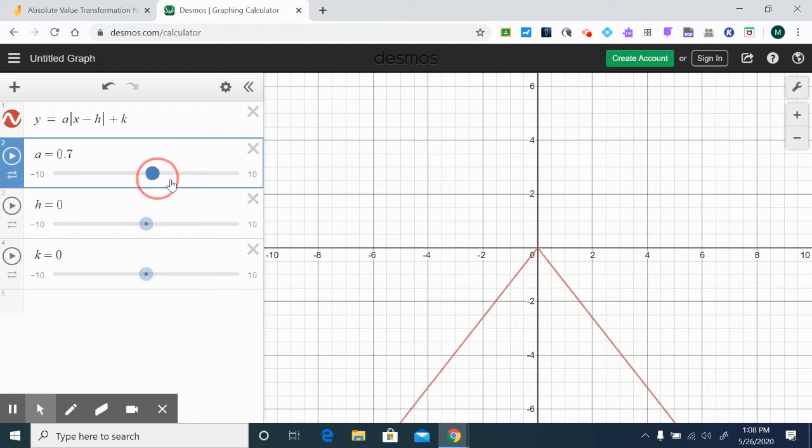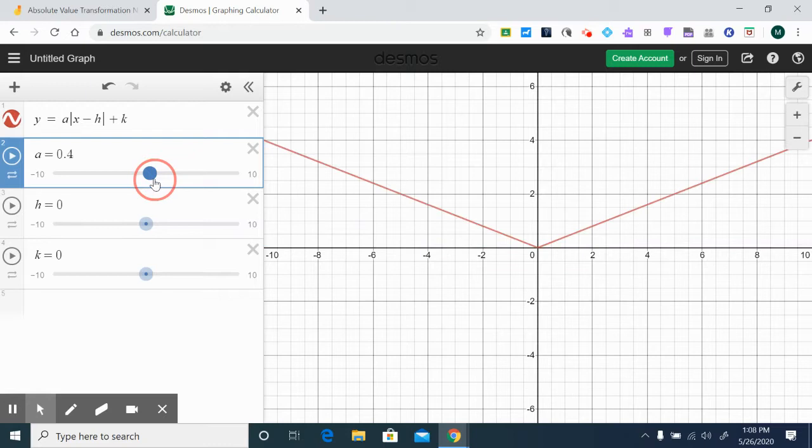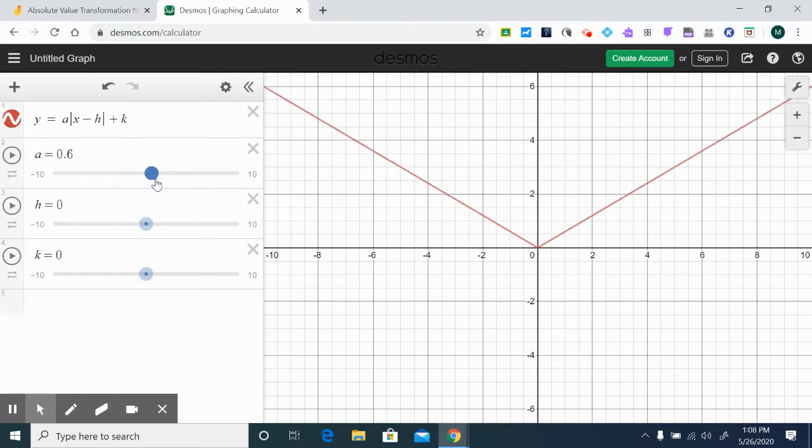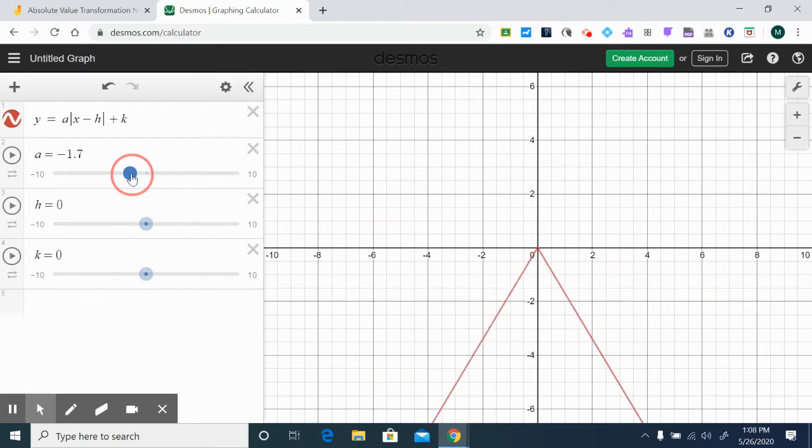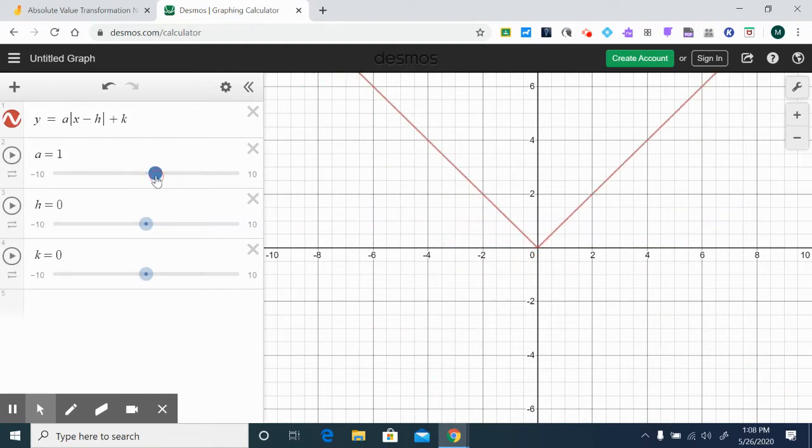With our a value, if it is bigger than 1, you notice our graph gets skinnier. So we call this a vertical stretch. When we put it in between 0 and 1, like a fraction or 0.4, 0.6, it does get wider than our parent function. We call that a vertical shrink or a compression. If I make it negative, it reflects it across the x-axis, just like all of our other functions that we've talked about with our transformations. Now, if I make that go back to my parent function, here we go. Now we're back to the parent function.